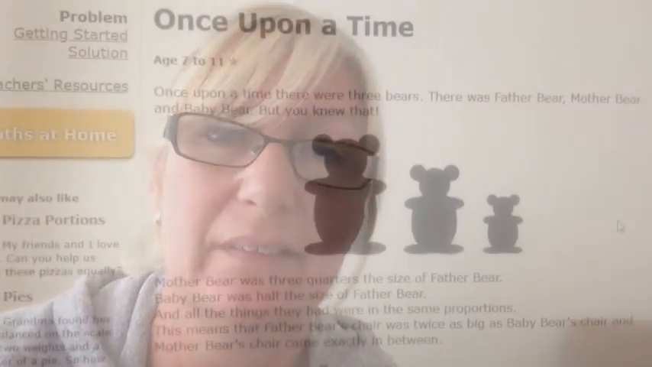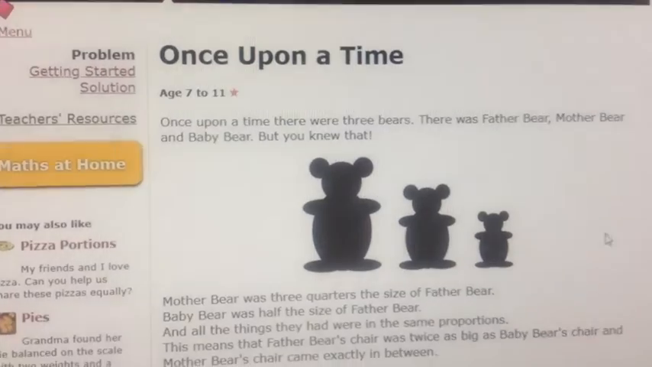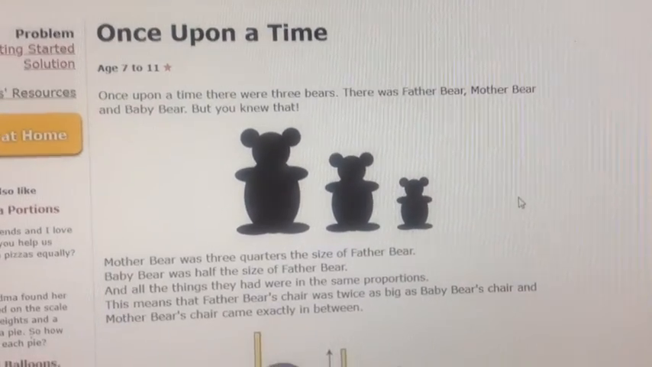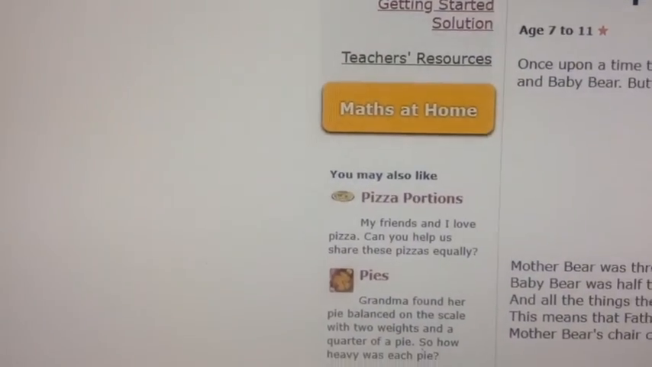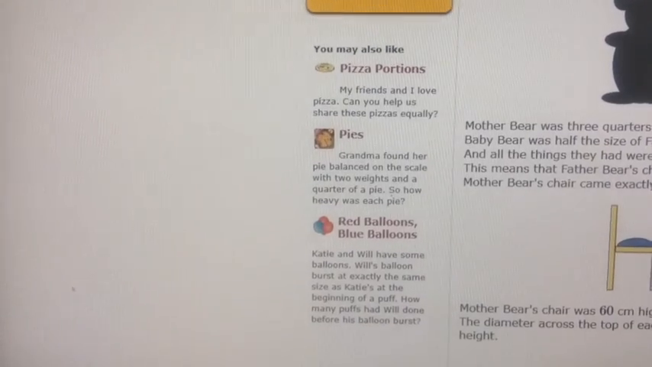There's also some more problem solving to do on the Enrich website. The link's in the Google folder. It's all about three little bears, who you've probably heard of. You can also have a look at the pizza portions and the pies, red balloons, blue balloons, if you fancy it.